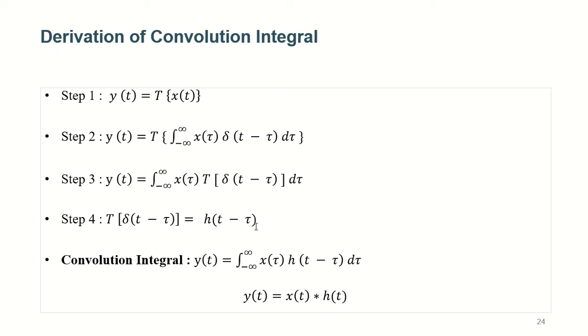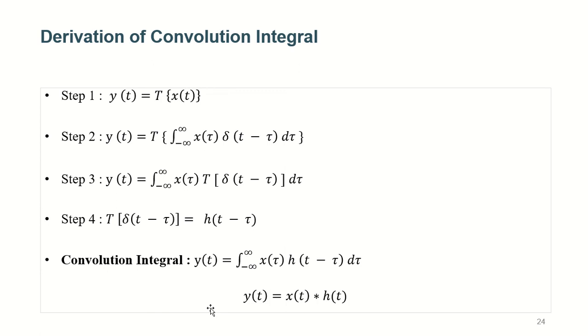And what was the input? The input was a unit impulse again, right? Del t or del t minus tau. So what will we be left with? Let's put the value of del t minus tau into this. When we put it here, we will get the integral from minus infinity to infinity of x of tau h of t minus tau d tau.